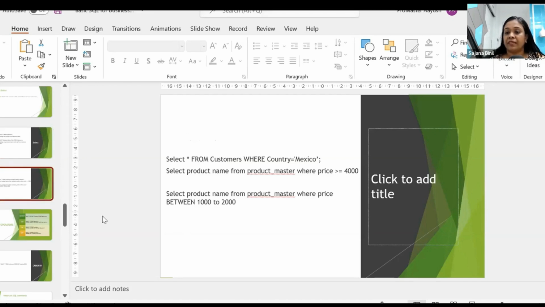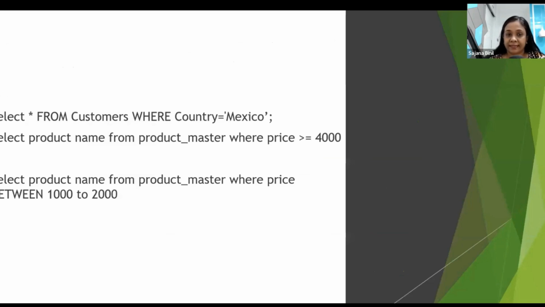Now, we can add some more complexity to the same select statement. Let's say I want to see records of the customers who belong to the country Mexico. Only Mexico, no other countries. Then I do select star from customers where country equal to Mexico. So this is using the where clause. Like you all mentioned, where clause is used as a conditional filter.